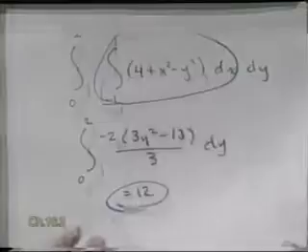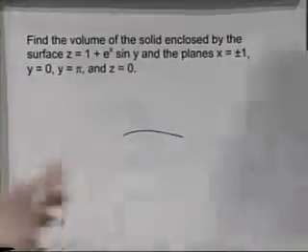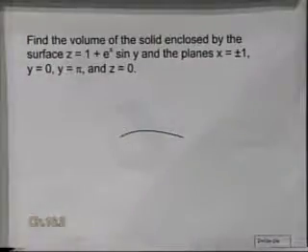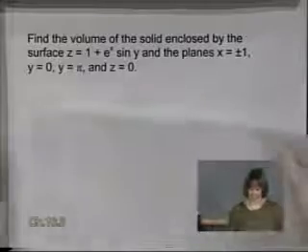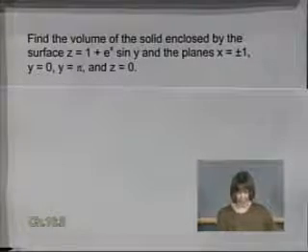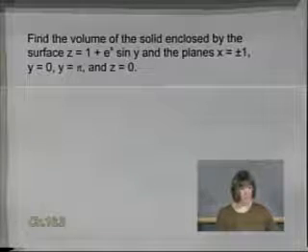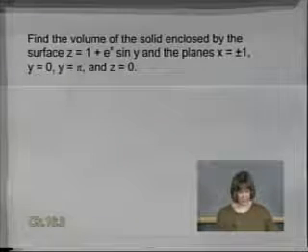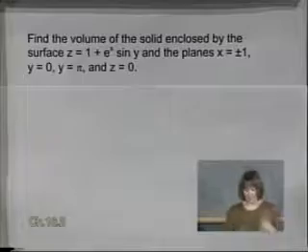Okay, we got another one. Oop, I marked it. Find the volume of the solid enclosed by the surface z equals 1 plus e to the x sine y, and the planes x equals plus or minus 1, y equals 0, y equals pi, and z equals 0. Now let's just talk for a second.